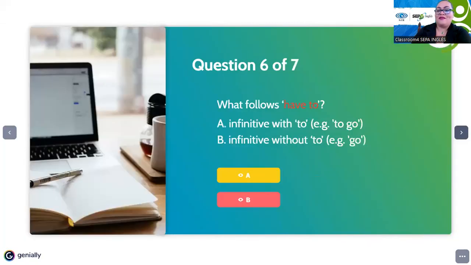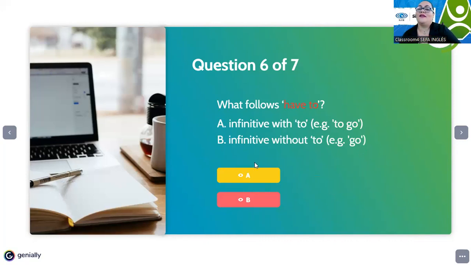6. What follows have to? A, infinitive with to: to go. B, infinitive without to: go. What follows have to? Infinitive with to or infinitive without to? What do you think? This is important, that you notice these structure changes.